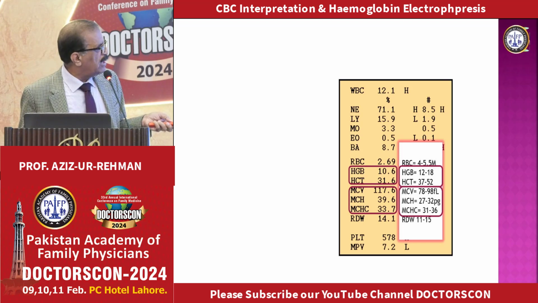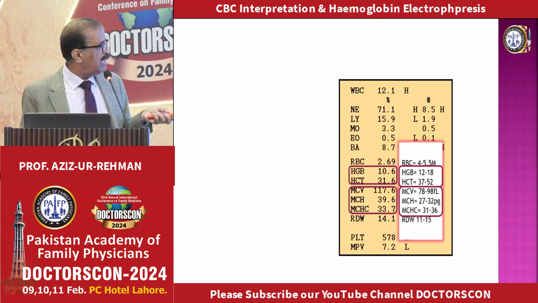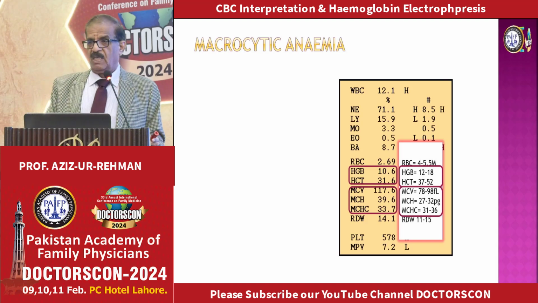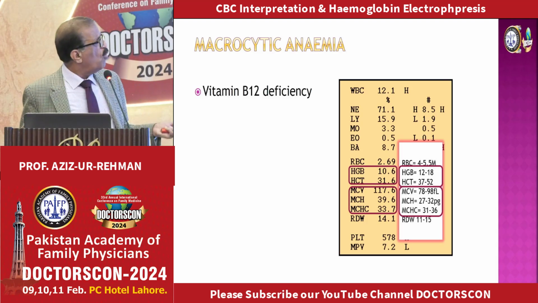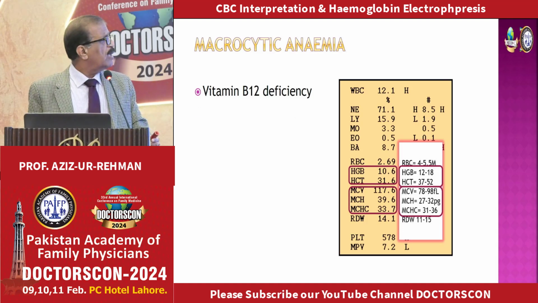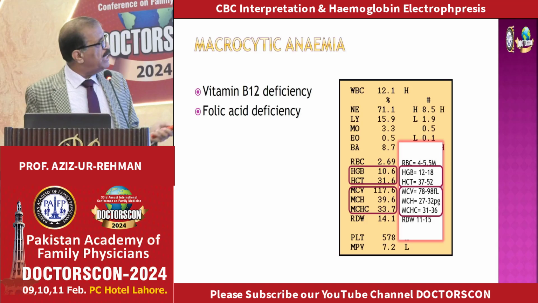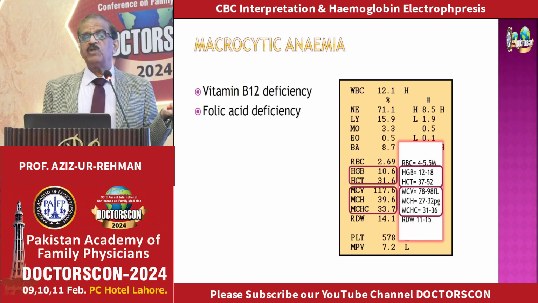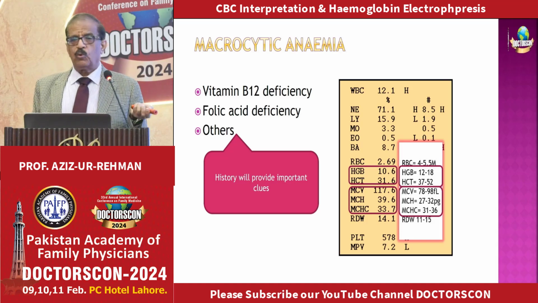MCH is normal because these cells are pale, but they are actually bigger. This is macrocytic anemia. And in macrocytic anemia, we have two or three important differential diagnoses: vitamin B12 deficiency or folic acid deficiency. The CBC picture will be the same in both conditions. You can't really differentiate between these two deficiencies on CBC. You will have to either go by the history, which will guide you, or you will have to do the assays.